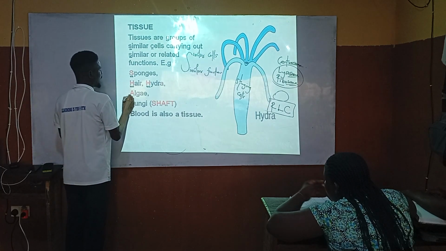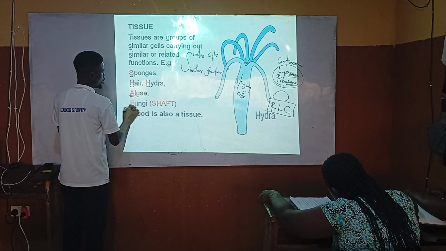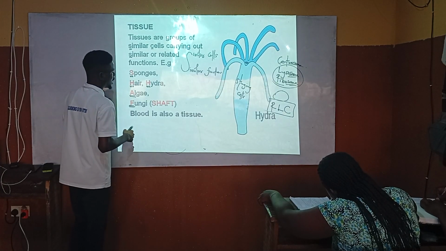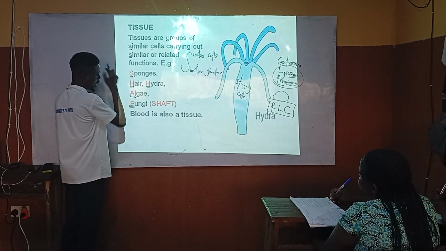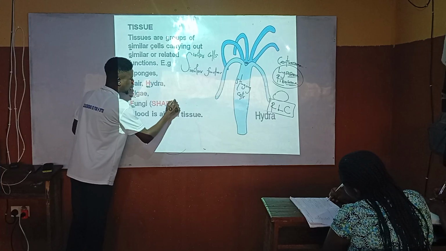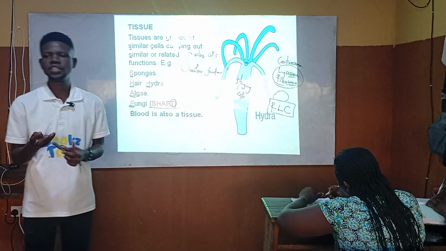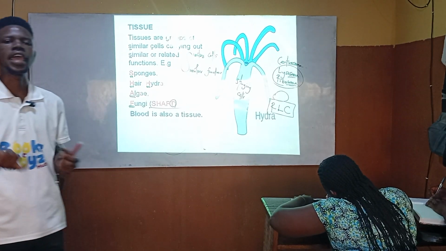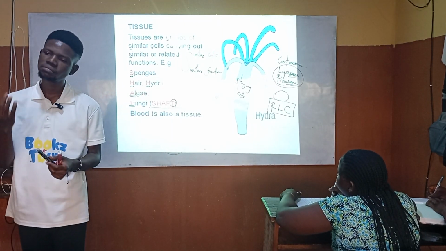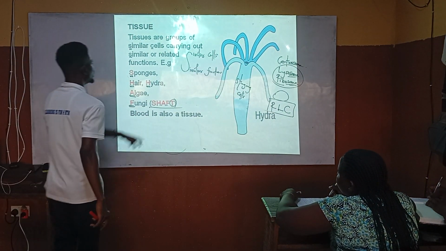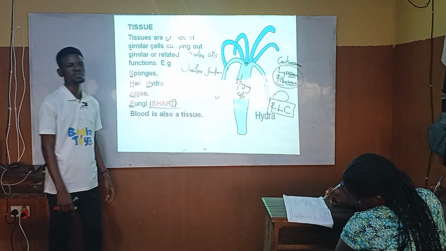Alright. So then we also have algae. So sponges, hair, hydra, algae. Then we also have fungi. So all of these are examples of tissue. So S for sponges, H and H for hydra and hair, A for algae, F for fungi, and they are all tissues. So we have sponges, hair, hydra, algae, and fungi. All tissues.